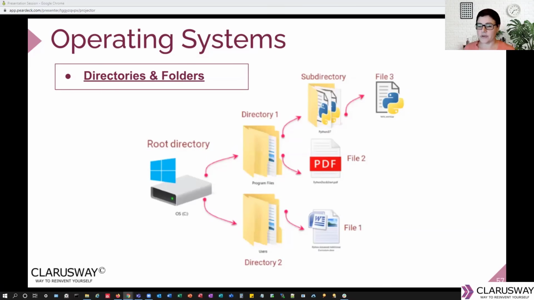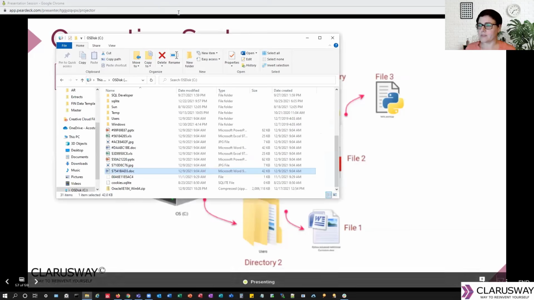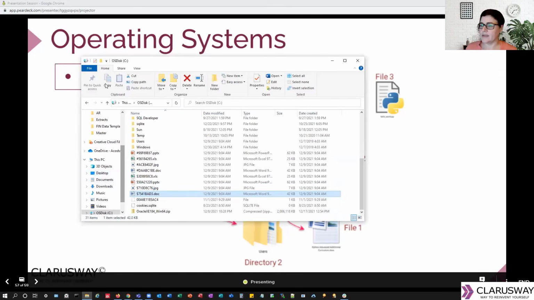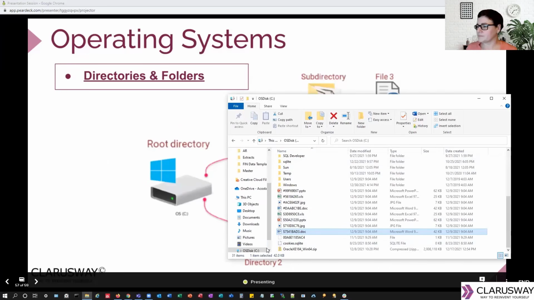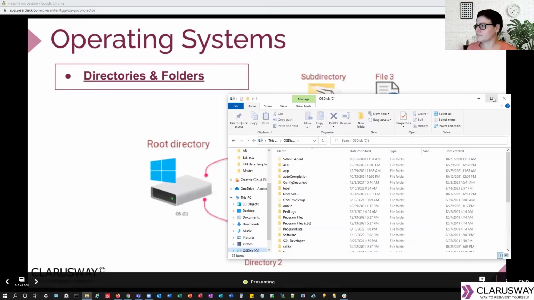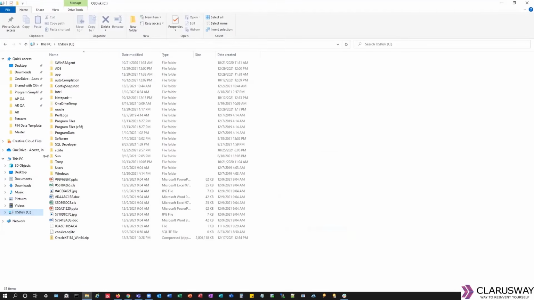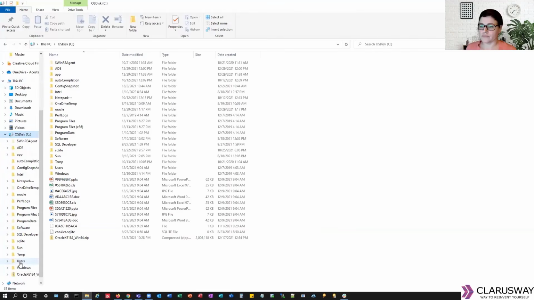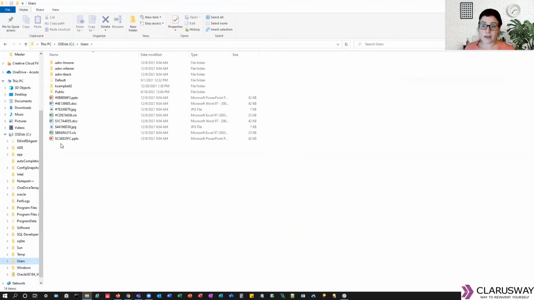Directories. I just showed you my directory on the PC. And directories are essentially locations where you store your files. Files can be grouped in folders.